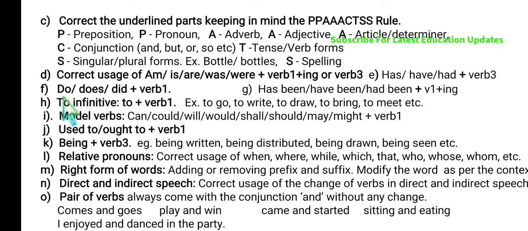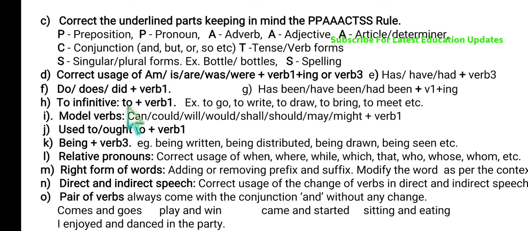Now the next option is do, does, did plus verb 1. We have to remember this one. Has been, have been, had been plus V1 plus ing. This present perfect continuous tense usage also should be there in our mind so that we can attempt the test very successfully.